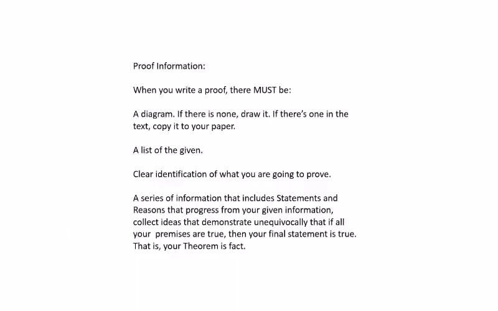All right. Oh, one other slide. So when you write a proof, these are some guidelines. You must have a diagram. If you don't have one, you're going to draw it. If you're doing one from the text, copy it to your paper so you can use it like I did, to mark as we go what information we're concluding or what information we're given.